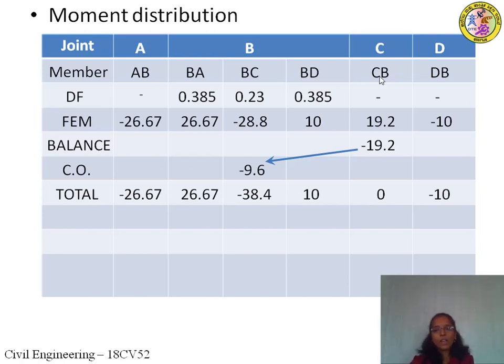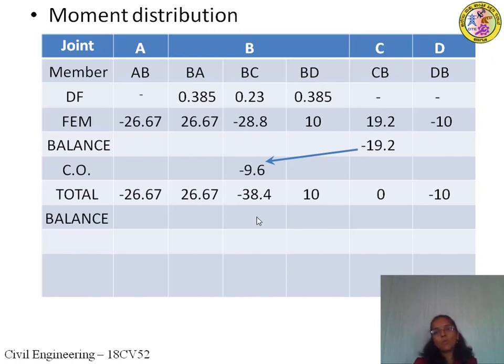So next we have to balance the intermediate joints. So next step is to balance the intermediate joints. So the intermediate joint is joint B. So what is the imbalancing moment at joint B is 26.67 minus 38.4 and then plus 10. So the imbalancing moment at joint B is minus 1.73. So the balancing moment will be plus 1.73.